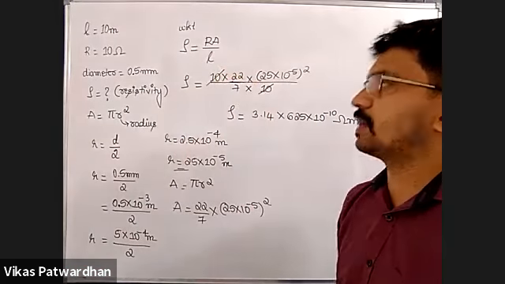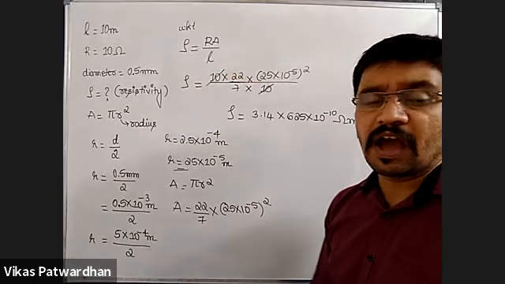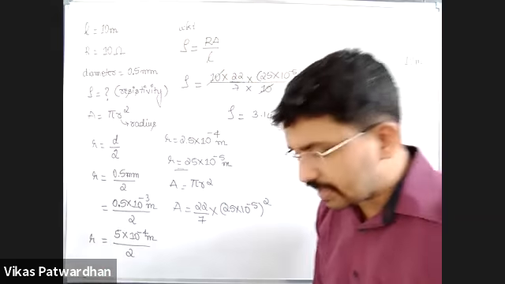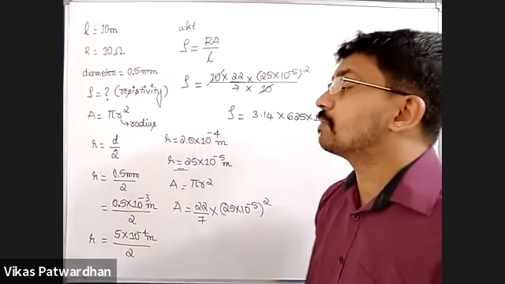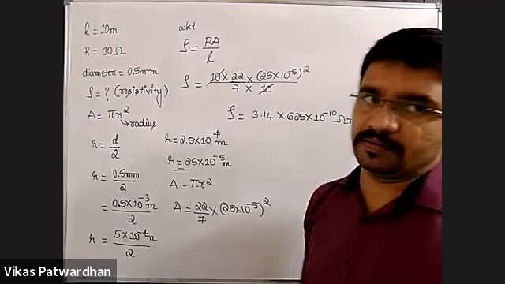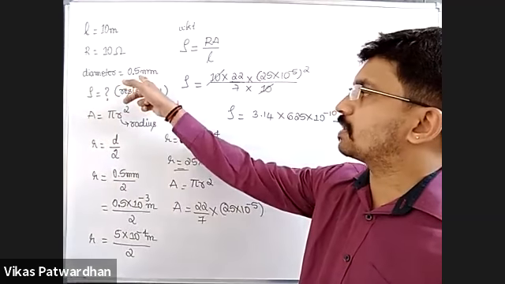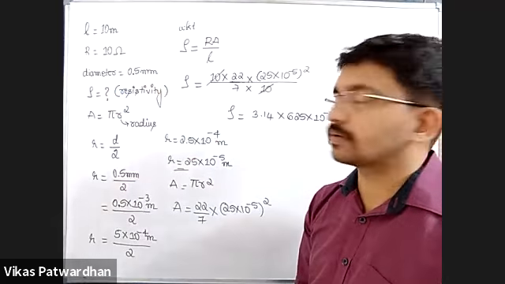Area is pi r square. Pi is 22 by 7. R is radius. Is radius given in the question? The answer is no. Radius is not known to us. What do I know? I know diameter. Diameter is 0.5 millimeter.